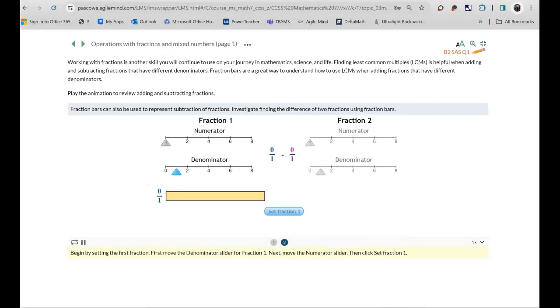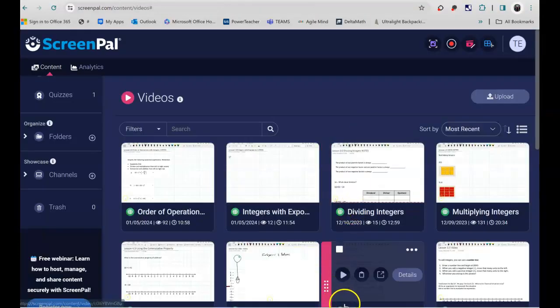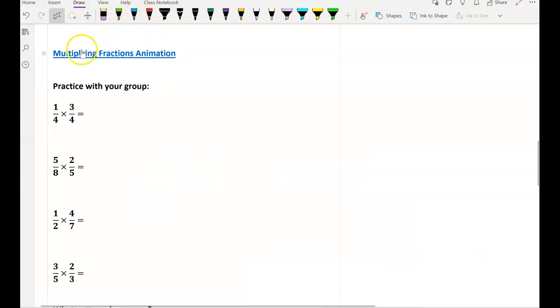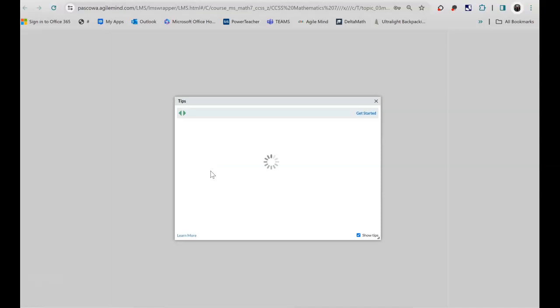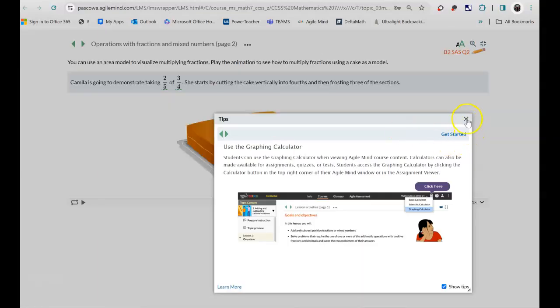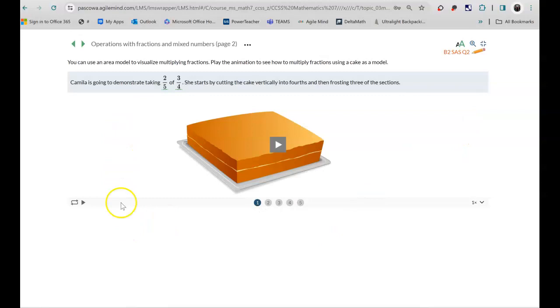Now I'm going to go back here and exit out of there. Go back to here. I'm going to click the multiplying fractions animation. And it will take me to the Agile Mind page where I'm going to be looking at multiplying fractions. Now I like this one. We're going to use this to demonstrate multiplying fractions. We're going to use an area model.